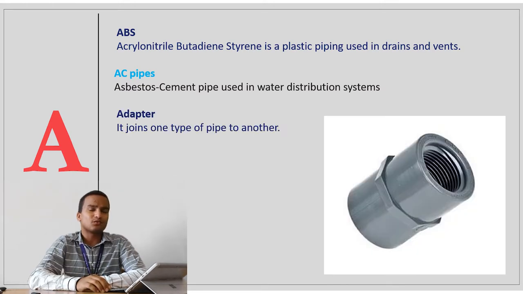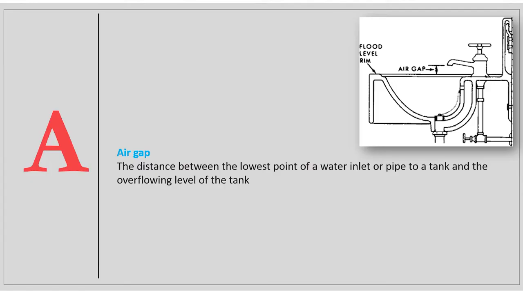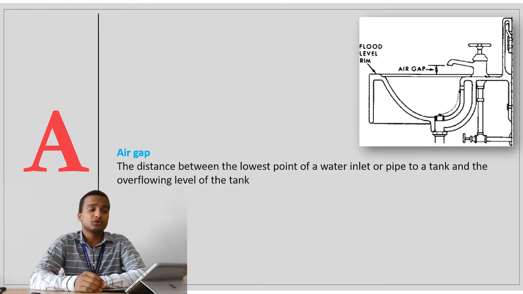Then comes adapter. What is adapter? Adapter is an equipment which joins one pipe with another pipe. Just you can see, here is a picture of an adapter which has helical rings inside on both sides, and we can add the two pipes on either side of the adapter. Then comes air gap. What is air gap? The air gap is the distance between the lowest point of a water inlet or pipe to a tank and the overflowing level of the tank.